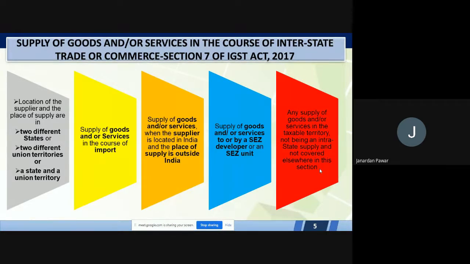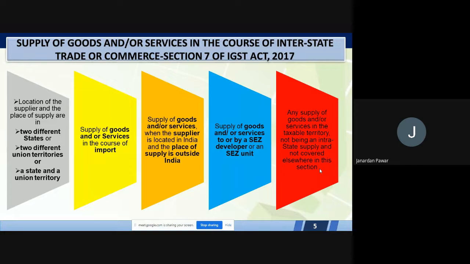Second one: as I told you, when goods and services are supplied as a part of import, suppose we import something from another nation, another country, it can also be called an interstate transaction, and for that IGST is applicable. I hope you guys are understanding what I mean to say. When supply of goods and services takes place as far as import is concerned, don't forget that for that, IGST is applicable.